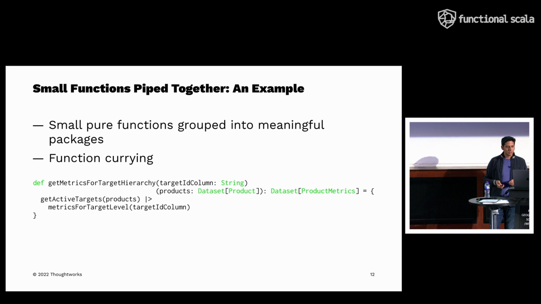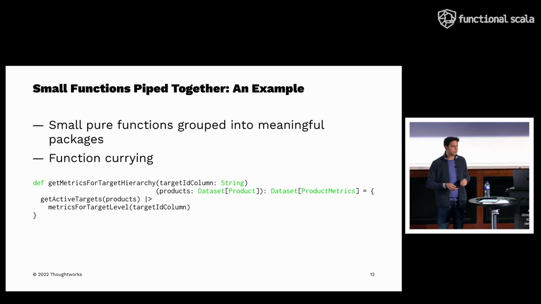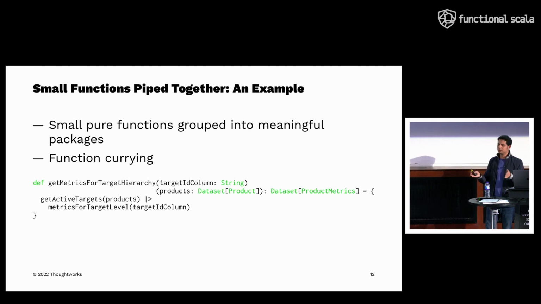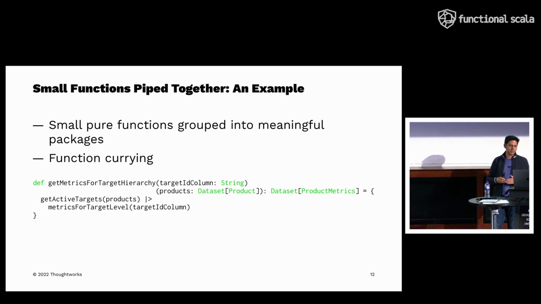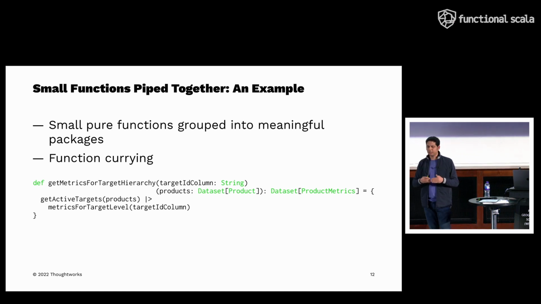And function currying, as I've put there, is another feature that we leveraged a lot for achieving this sort of function chaining or piping behavior. That example over there, get metrics for target hierarchy, is showing that to you, where get active targets is, let's say, a function that takes a Dataset of product, filters down and gives you all the active products, which the next function, metrics for target level, has no idea about, and it doesn't need to know, right? All it knows is it will get an active list of products, and it will operate on that and then do its job.